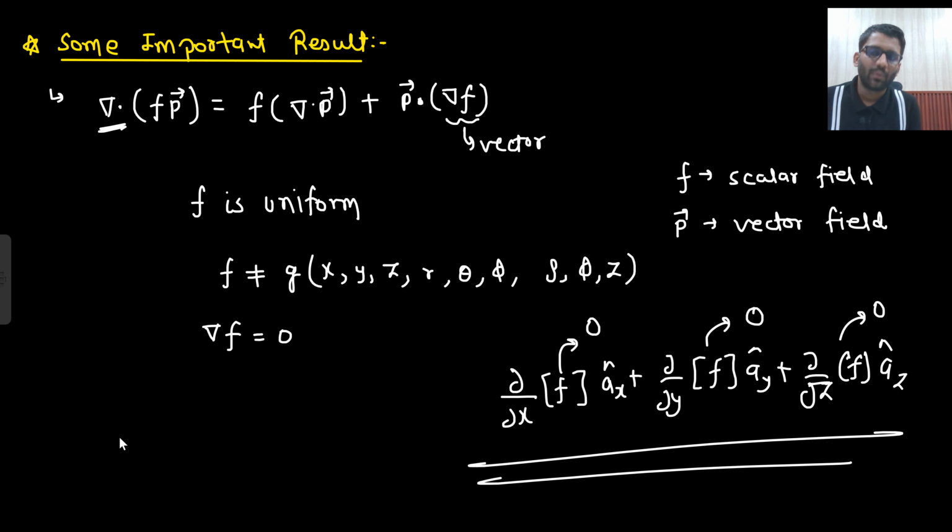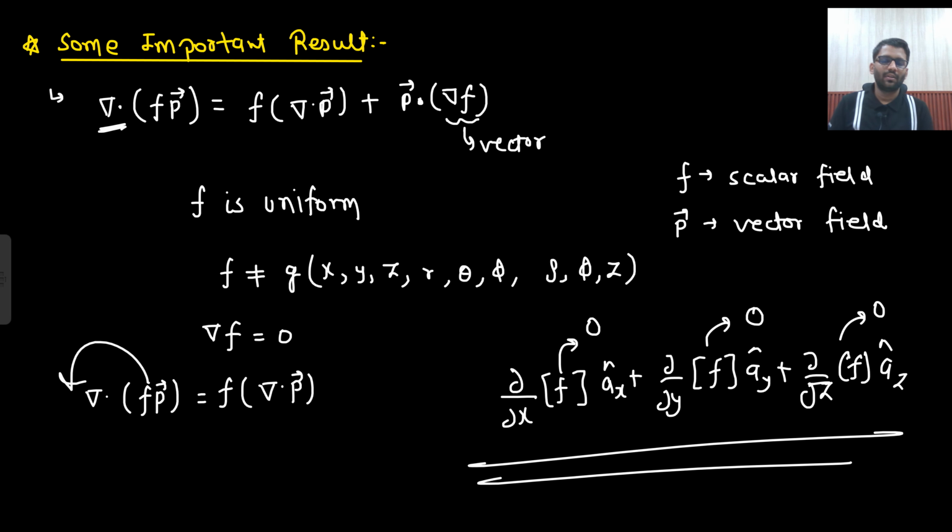Right? So what you can do? Then your del fp, this term will be 0. So only f gradient p. So there f you can take outward. If it is a function of time, then also it is fine. So f is uniform. I said constant, that was wrong. If f is uniform, then f can come out. But otherwise you will have to apply this formula.